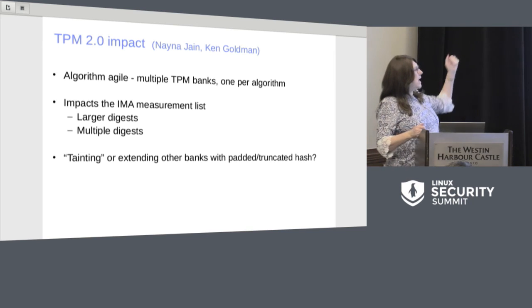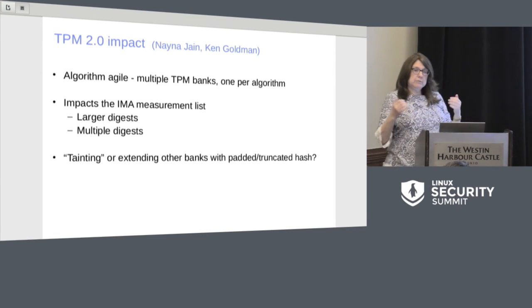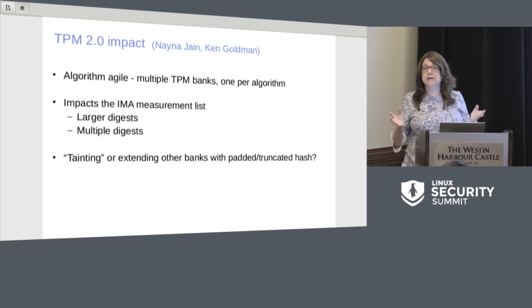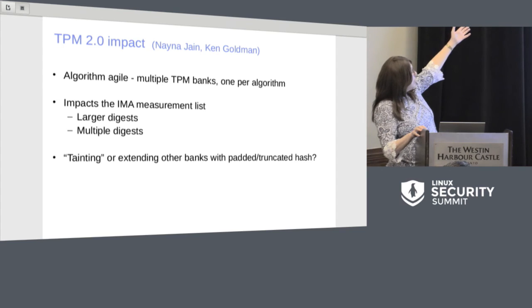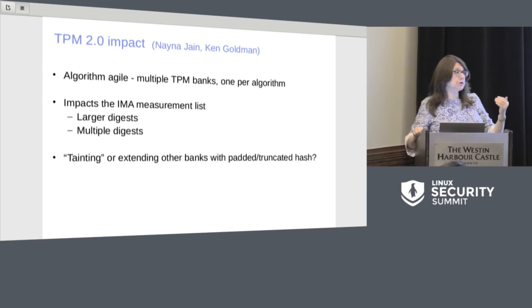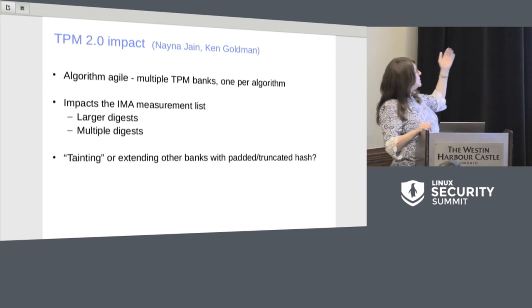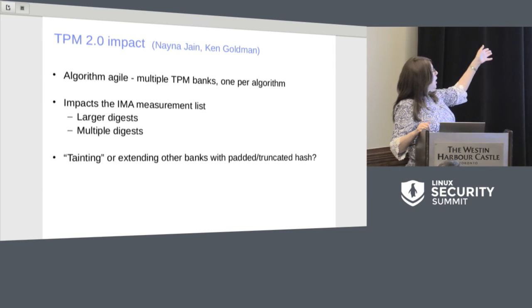So the question is, how do we transition to this? Are we going to start adding multiple hashes? Is IMA going to hash it twice? Or are we going to include the larger digest in the measurement list? And these are questions as to what we need to do.